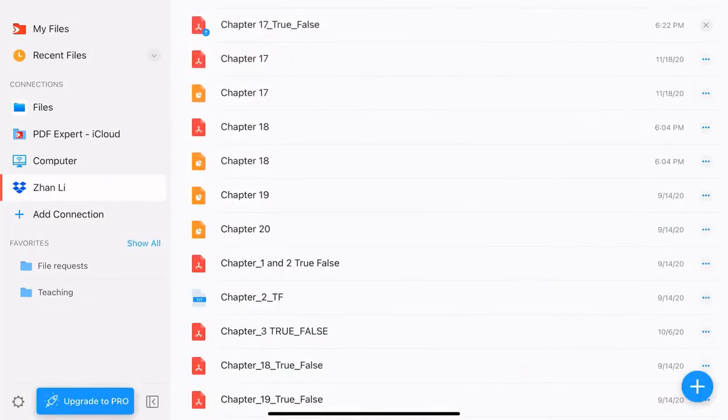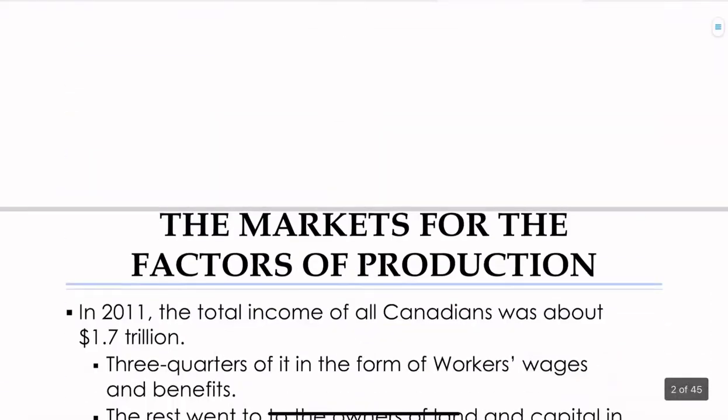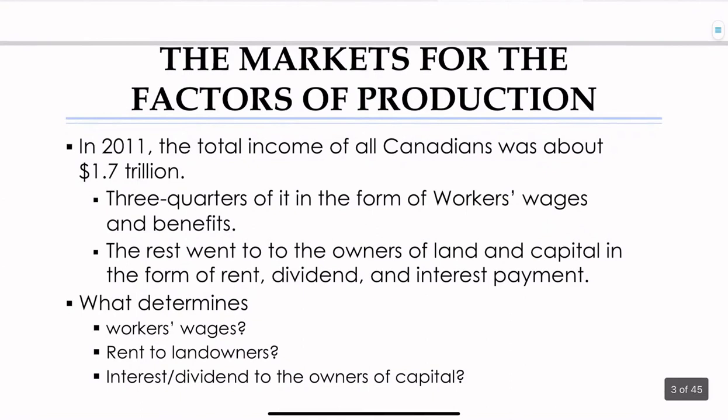Okay, now let's proceed to chapter 18. Chapter 18 actually talks about a kind of market which is different from the market we have talked about in previous lectures. In previous lectures, we always talked about the product market. And now, this is the first chapter where we will talk about the factor market. Okay, so let's start with the motivating example.